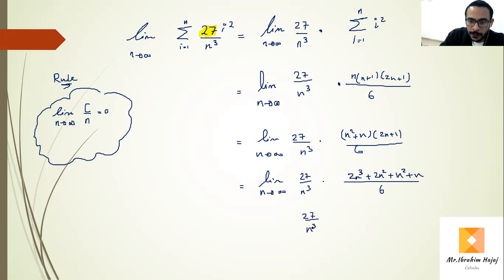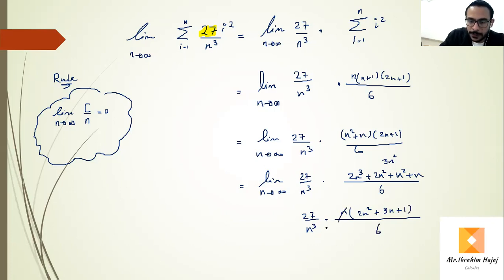27 over n cubed times, of course we will take n as a common factor. We still have 2n squared plus 2n plus n. We can combine like terms first and then take a common factor, because 2n squared and n squared is 3n squared. When we take n as a common factor, we have 2n squared plus 3n plus 1, and all this over 6.